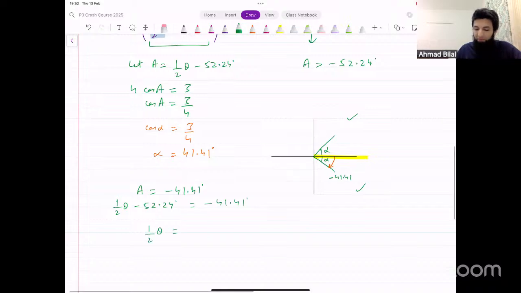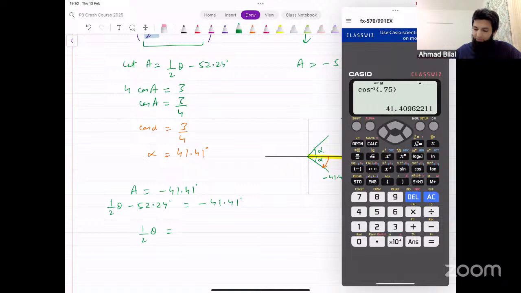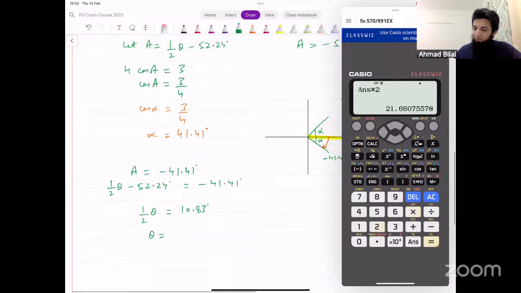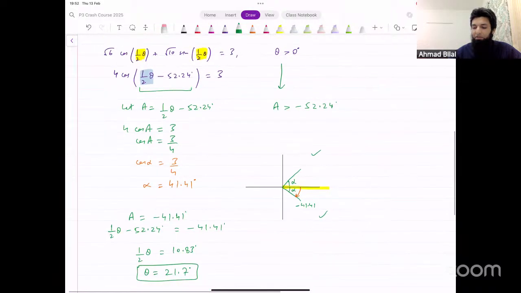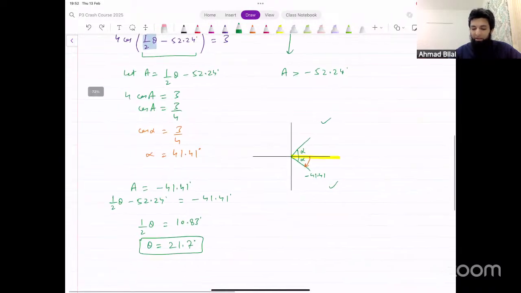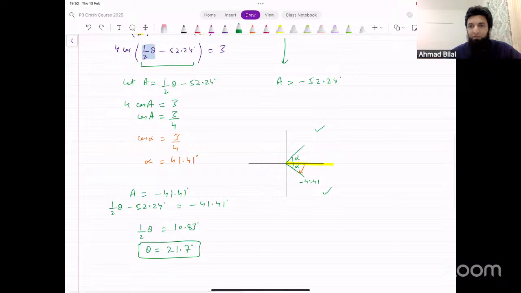Find the value of theta from this. You get half theta equal to 10.83, and then theta is equal to 21.7 degrees. That's the smallest possible value of theta that we have in this interval, such that theta is greater than 0. We will look for the smallest positive value of theta.